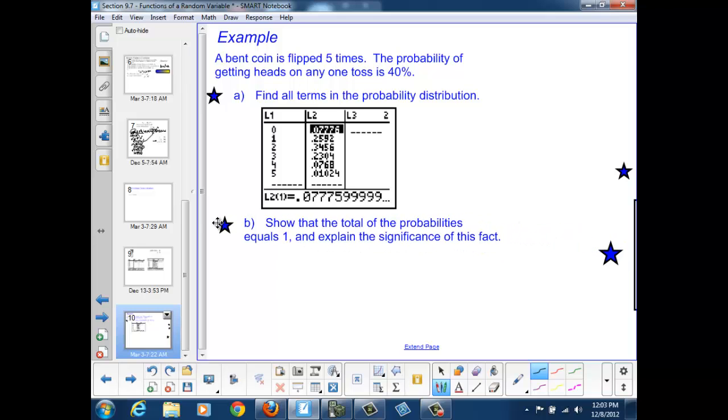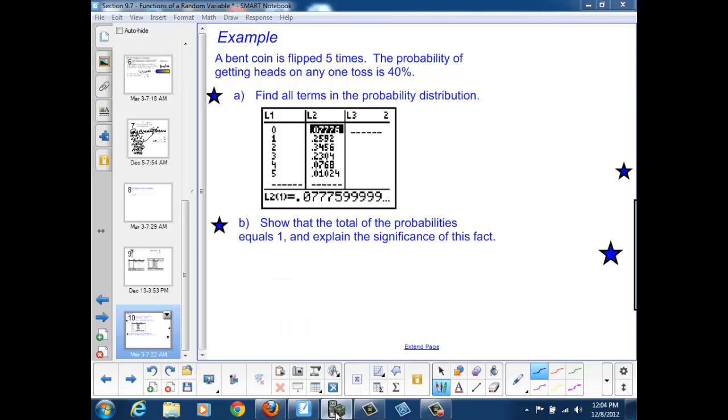So the next question asks me to show that the total of the probabilities equals 1 and explain the significance of this fact. To answer this question, we can again use our calculators to do a lot of the work for us. I could manually add up this 0.07776, 0.2592, etc., and hopefully it would come out to 1. Or I can have my calculator do this for me once again.